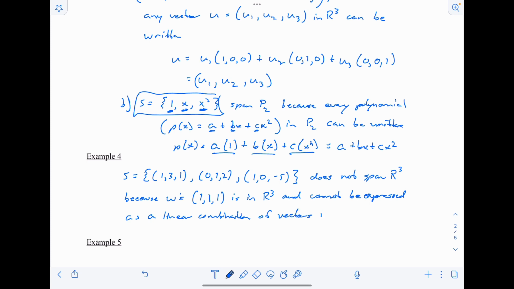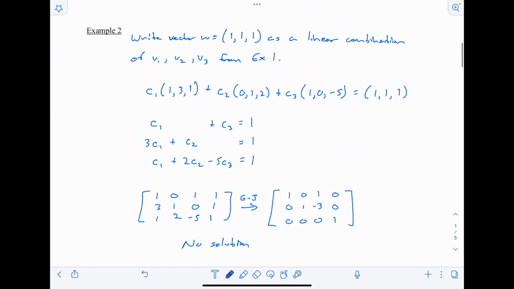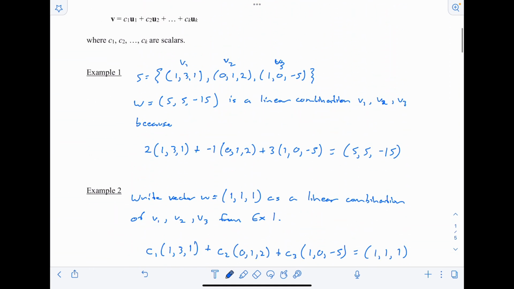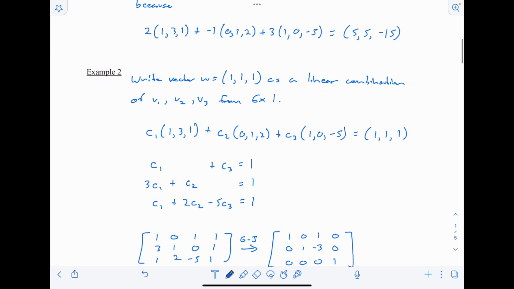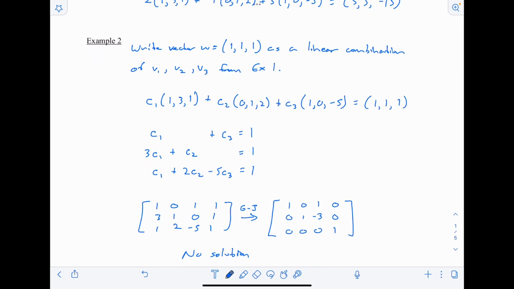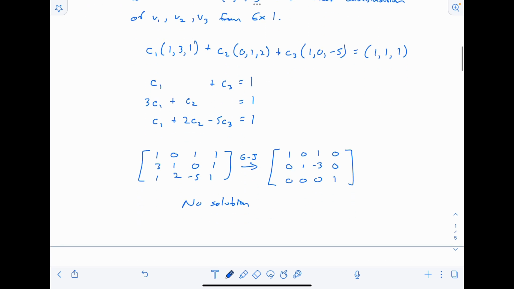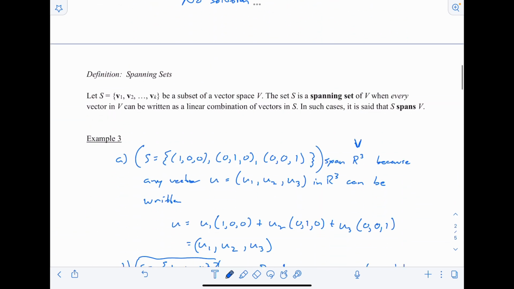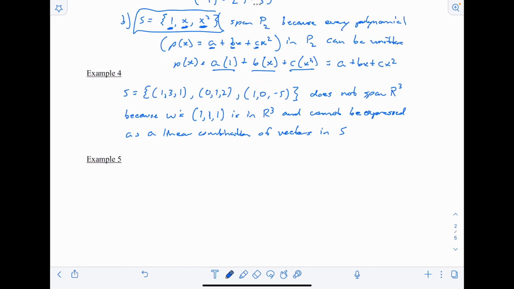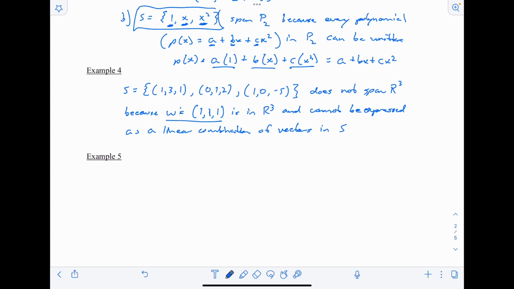Again, if we go back to example 2, this is this vector space S, the subspace. Those are the same vectors we used in example 1 and that we used in example 2. In example 2, remember we found that when we tried to use those 3 vectors as a linear combination to create (1, 1, 1), we couldn't do it. There was no solution. So that tells us that S does not span R3, because we find a counterexample, a vector that can't be written as a linear combination of the vectors in that subspace.